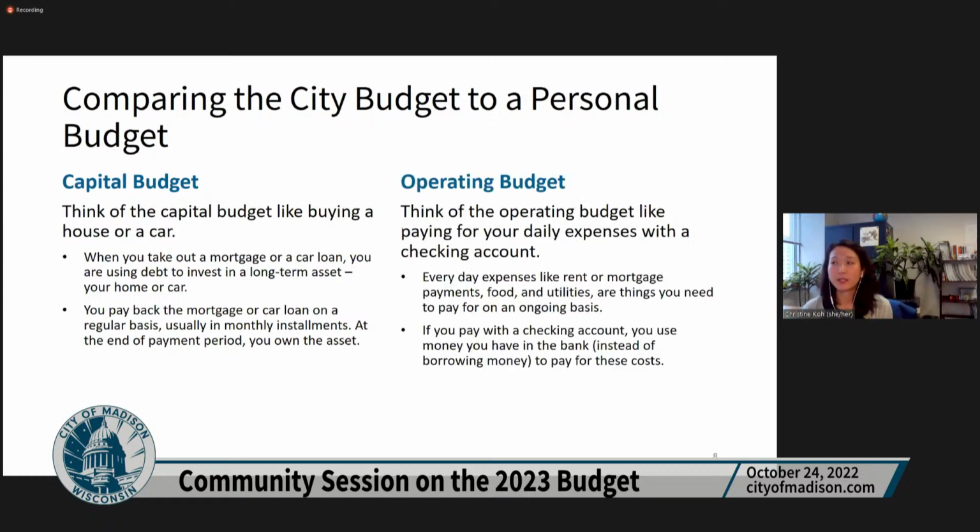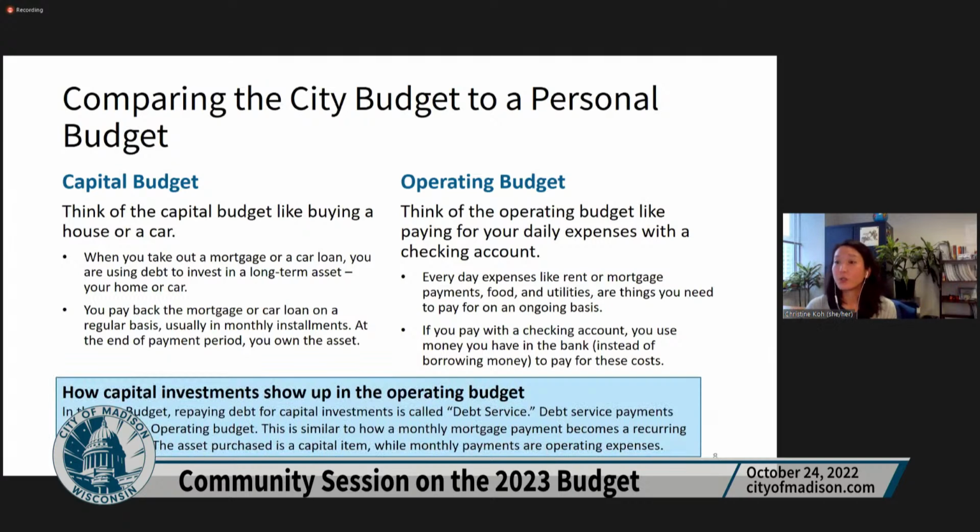On the operating side, this is more like paying for your day-to-day expenses out of your checking account. So things like rent, mortgage payments, food, utilities are things you need on a daily or regular basis. And if you pay for it out of your checking account, you're using money you have in the bank instead of borrowing money to pay for these costs. Similarly, the operating budget that's funding our daily activities is more like a regular household budget.